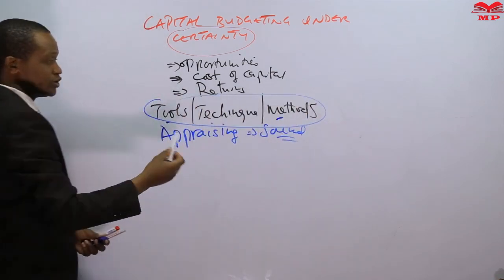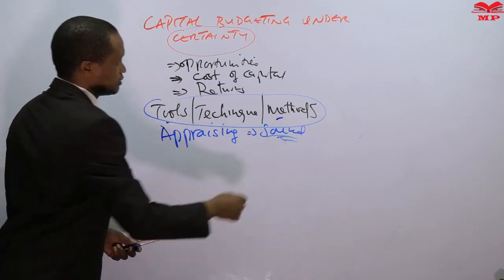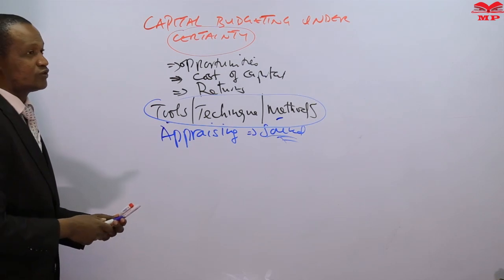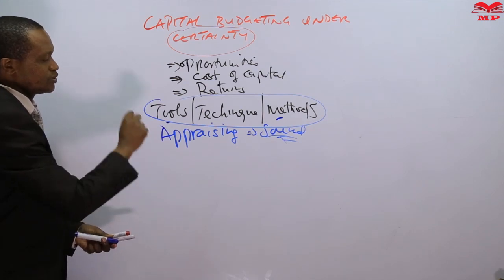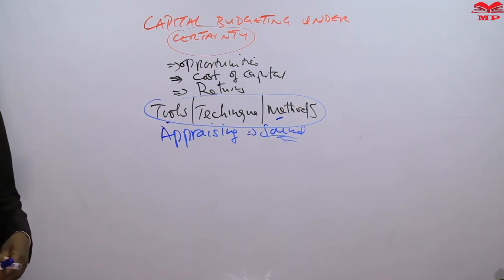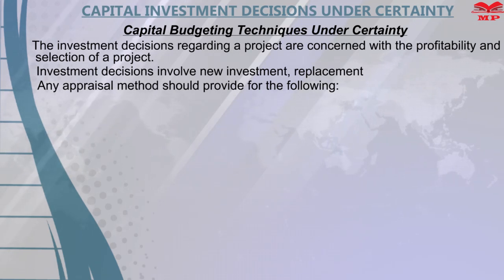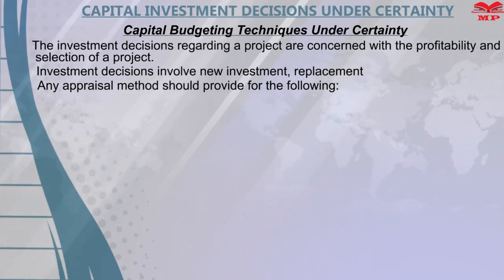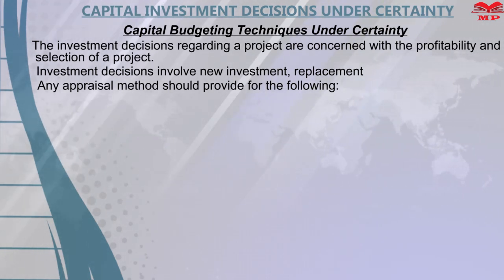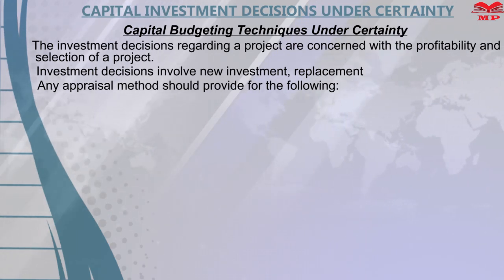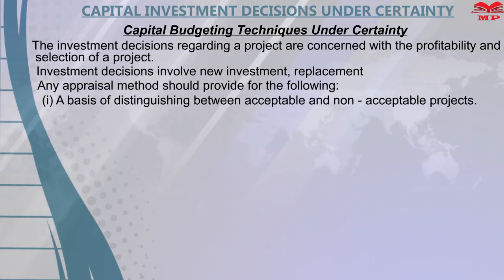There are many techniques which we are going to discuss, but whatever technique is adopted has to be a sound one, all right? Because remember, capital budgeting involves investment of a lot of money, so you need a sound technique that will enable you to make the correct decisions. Any appraisal method should provide the following. How do we measure soundness? Soundness can be determined on the basis of many factors, which include, number one, a basis of distinguishing between acceptable and non-acceptable projects.